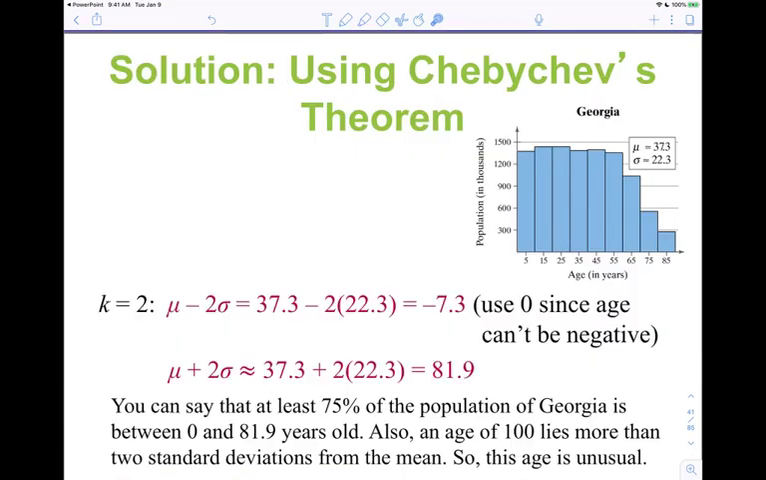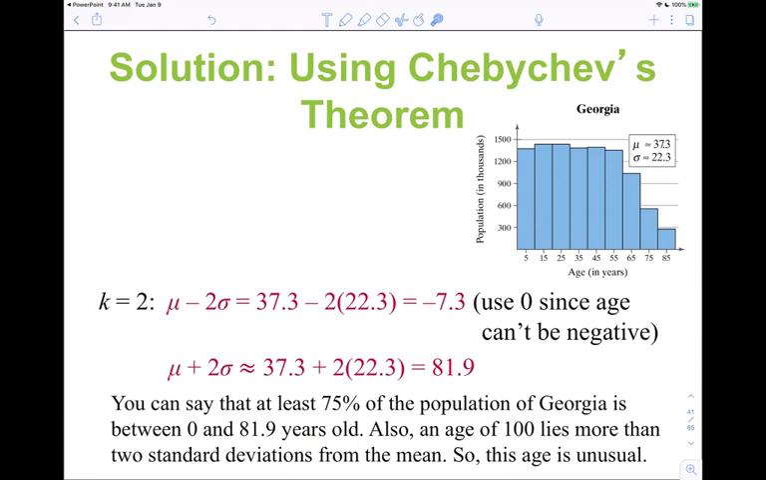So if we go 2 standard deviations to the left, we get negative 7.3. We have to use 0 because ages can't be negative. If we go 2 standard deviations to the right, we get 81.9. So we can say that at least 75% of the population of Georgia is between 0 and 81.9 years old. Also, an age of 100 lies more than 2 standard deviations away, so this age is unusual.